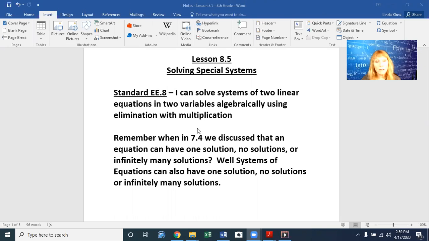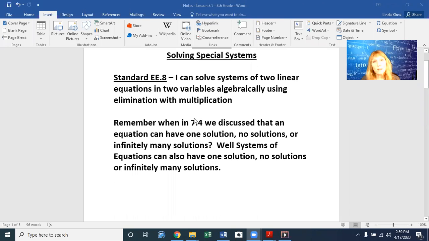Remember when we were back in lesson 7.4 a couple weeks ago? We discussed that an equation can have one solution, no solutions, or infinitely many solutions. Well, this is also true of systems of equations, and we are going to see how they can have one solution, infinitely many solutions, or no solutions at all.